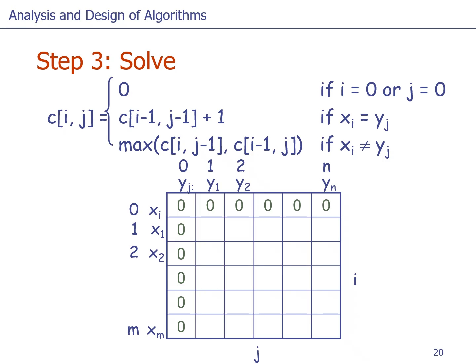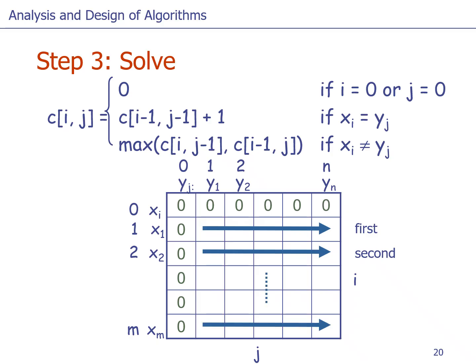Now, if the two letters I'm currently considering are not matching, I will pick the maximum of the two sets, where in each set there are two strings, one without the letter I'm currently considering from X, and the other one without the letter I'm currently considering from Y. And I will fill in the table as we've seen before, left to right, top to bottom. My final solution is going to be in the rightmost cell at the bottom of this table.